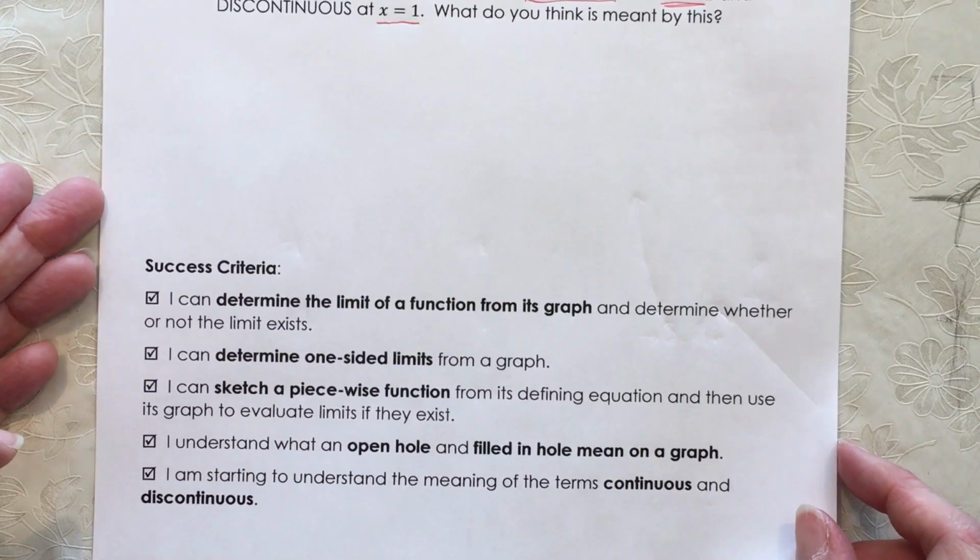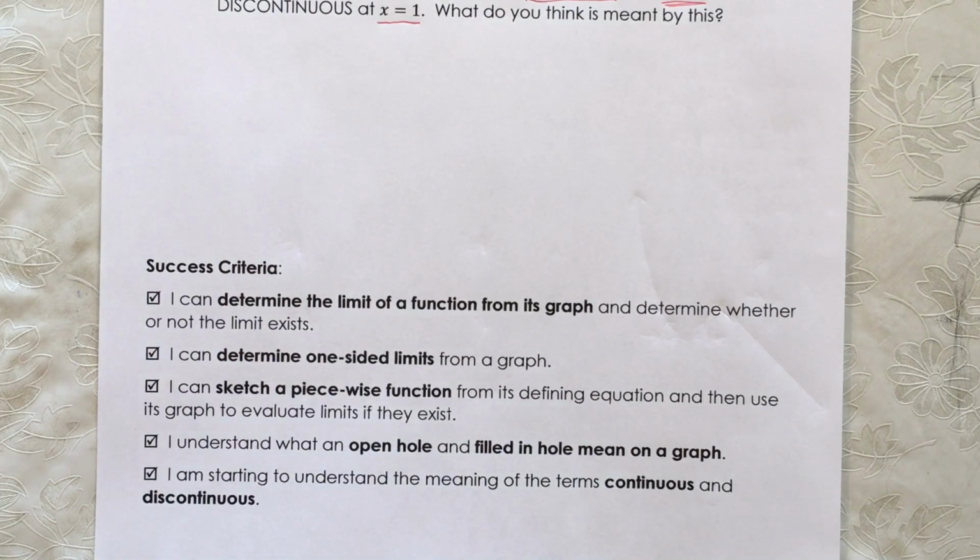All right, so success criteria as you're working through the practice for this is that you can determine the limit of a function from its graph and determine whether or not the limit exists. You can determine one-sided limits from a graph, so the limit from the left and the limit from the right. You can sketch a piecewise function from its defining equation. That's going to be what I really need you to work on here. It's probably the most challenging part. Then use the graph to evaluate limits if they exist. You understand what an open hole versus a filled-in hole means on a graph. And you're starting to understand the meaning of the terms continuous and discontinuous. All right, bye guys.